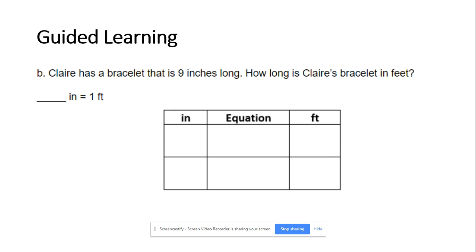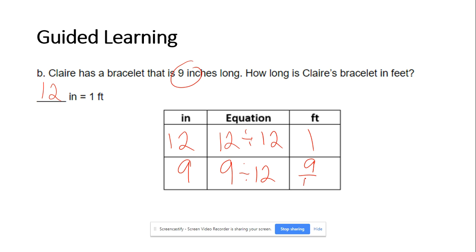Let's try the next one. Claire has a bracelet that is 9 inches long. How long is Claire's bracelet in feet? Well, once again, we know that there's 12 inches in every foot. So if we had 12 inches, we want to figure out how many feet that was. We would do 12 inches divided by 12 inches to get 1 foot. But we don't have 12 inches, we have 9 inches. So we're going to start with 9 inches, and we're going to do the same steps. 9 divided by 12 inches per foot means it's 9/12. So Claire's bracelet is 9/12 of a foot long.